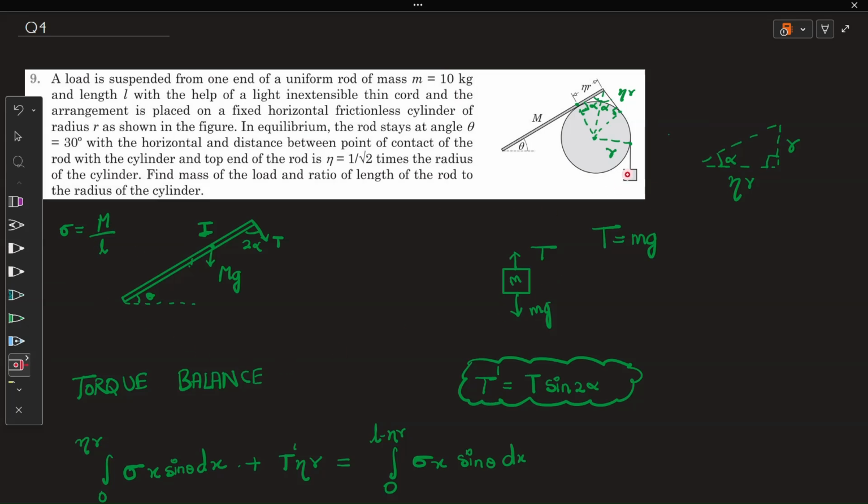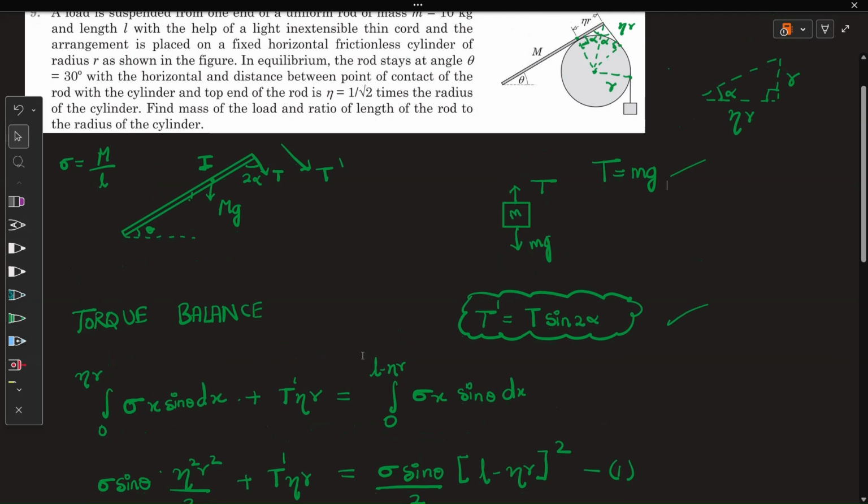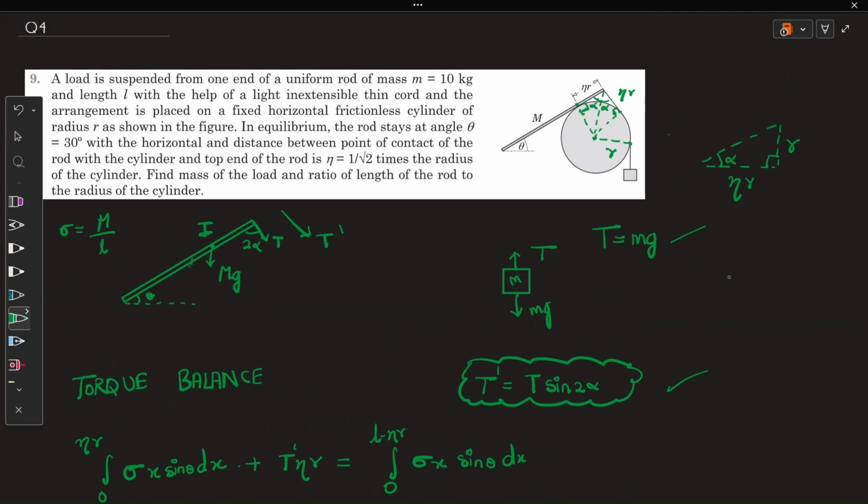Okay, that's it. Now I'm just doing this thing. This angle is 2 alpha, so I'm writing 2 alpha. And the component of this perpendicular to the rod, I'm assuming, is t dash. So t dash is nothing but t into sine 2 alpha, so that I have written here. And this thing is also in equilibrium, right? So t is nothing but mg, so I have written here. Okay. So what we have to find is we need r by l and m.